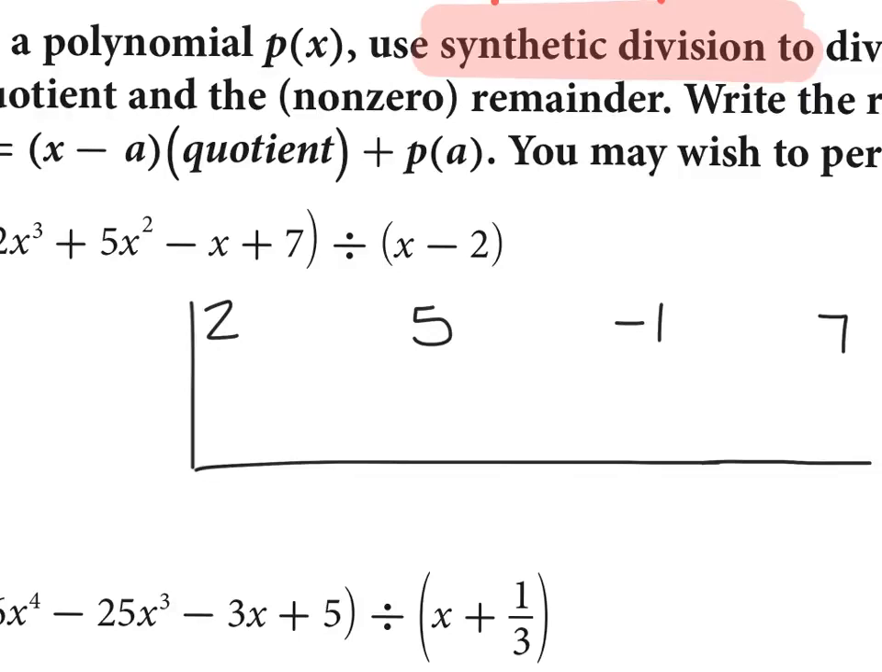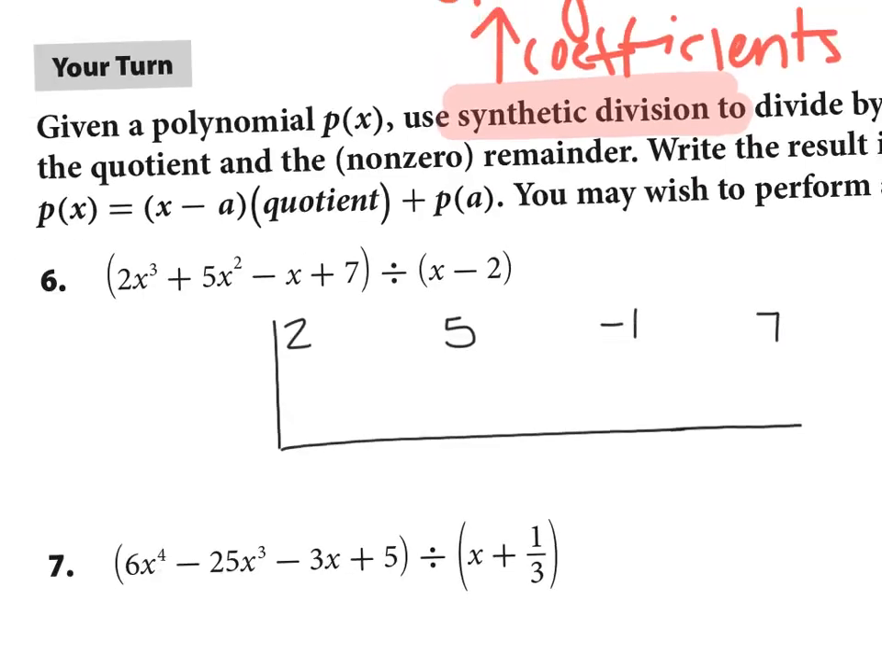Inside is 2, 5, -1, and 7. Where did those numbers come from? Yeah, the coefficients of the first parentheses. So all these numbers that were inside, the 2, 5, -1, and 7, all came from here. Okay, and then outside, I'm going to write 2.